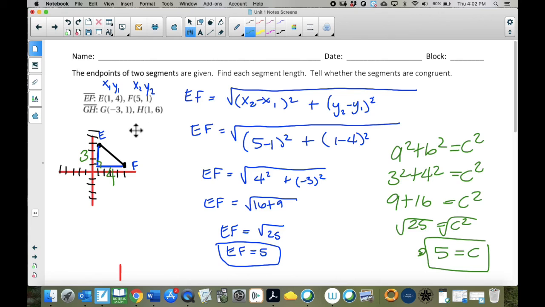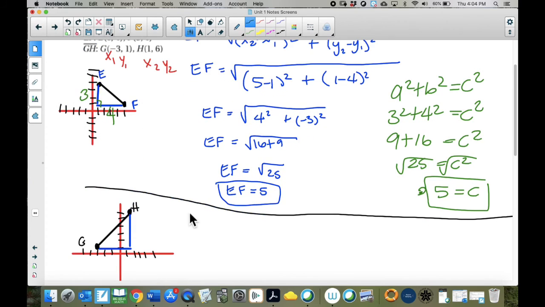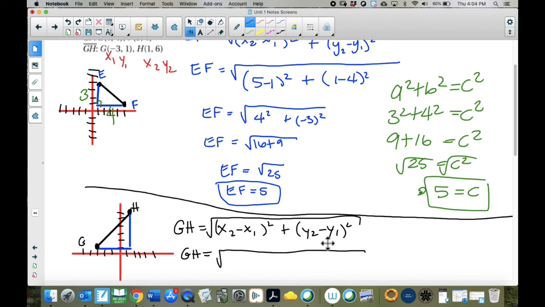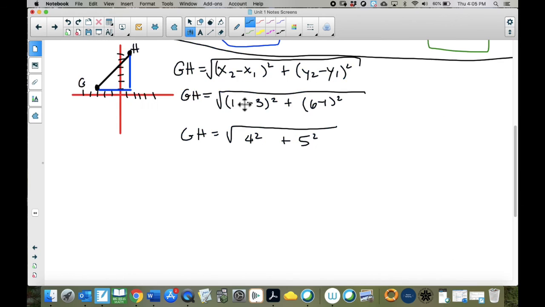So we need to plot these points. Okay, so I've plotted my points. Here's G at negative 3, 1. Here's H at 1, 6. I need to use my distance formula, so I need to write that out. Okay, so I wrote out my distance formula. I'm going to come up here and get my numbers. So x sub 2 is 1, x sub 1 is negative 3. So I have 1 minus negative 3 for my x's, 6 minus 1 for my y's. So 1 minus negative 3 is 4, 6 minus 1 is 5.